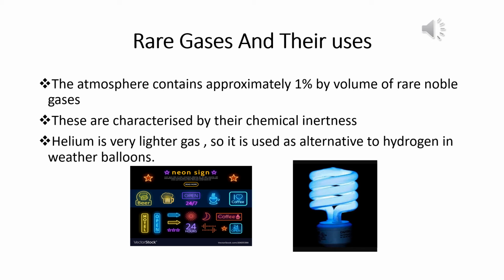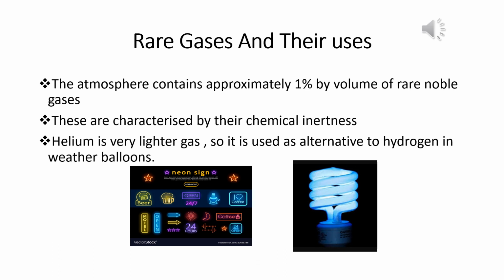Helium is a very light gas, so it is used as an alternative to hydrogen in weather balloons. Moreover, argon-containing bulbs are present in the market. Neon is used in advertising signs, and divers use a mixture of helium and oxygen. A mixture of helium 80% and oxygen 20% is used as an artificial atmosphere by divers. It is used instead of nitrogen as it is less soluble than nitrogen in the blood, to prevent the bends in high pressure work.